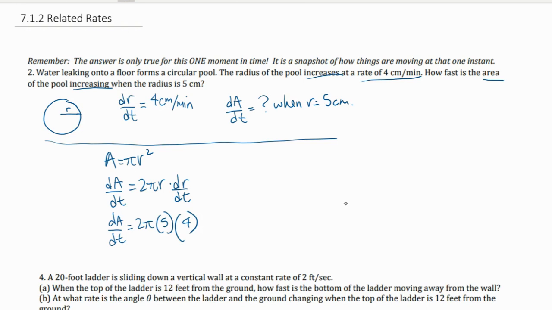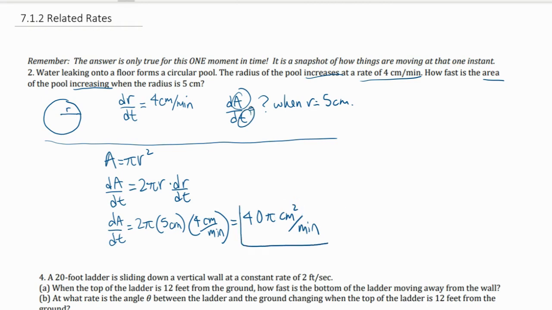Okay. And if you wanted to, just for fun, you could plug in 5 centimeters and 4 centimeters per minute. And that would give you 2 times 5 times 4, which is 40 pi centimeters squared per minute, which makes sense because dA/dt, the rate of change of area, would be centimeters squared, and then t is in minutes. So please make sure that your units align.